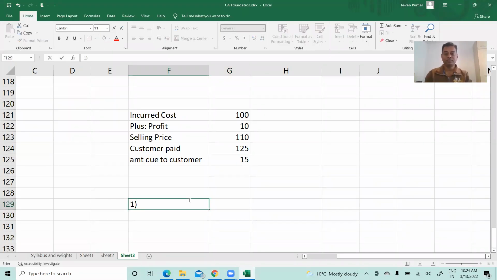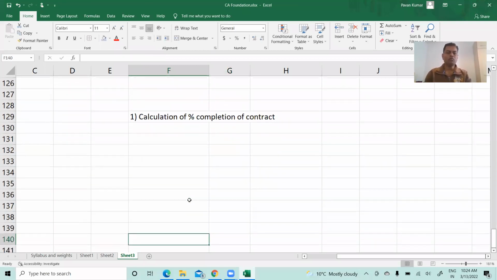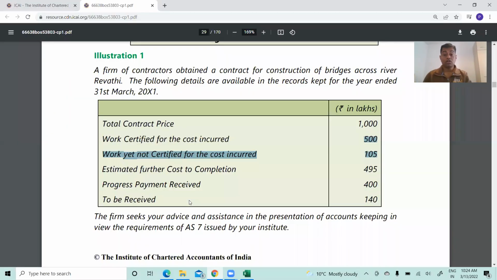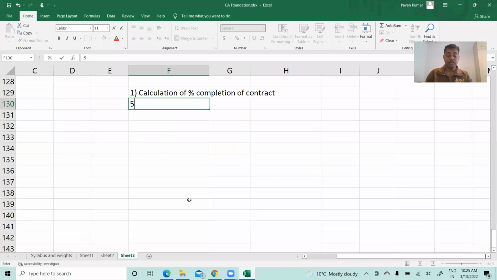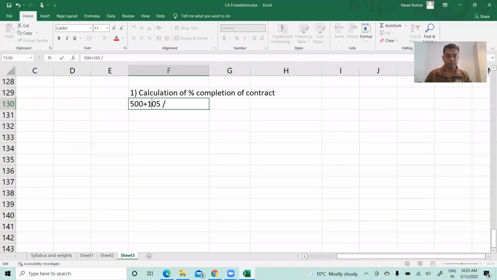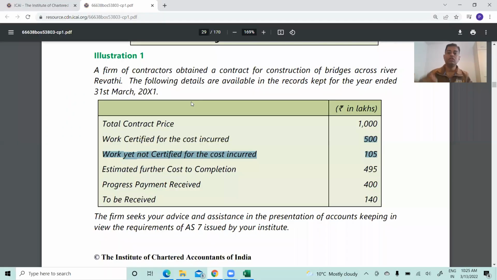Step one: calculation of percentage of completion of contract. I have given you a formula also: cost incurred till date divided by total cost. So cost incurred till date is 605, that is 500 plus 105, divided by 500 plus 105 plus 495.